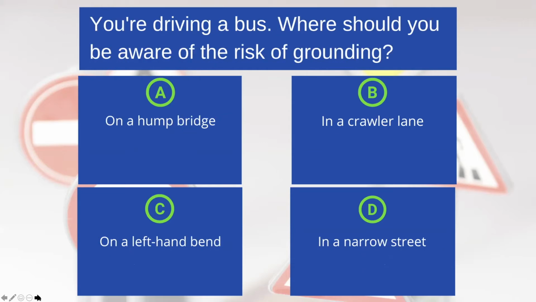You're driving a bus. Where should you be aware of the risk of grounding? So you need to be aware of the risk of grounding, for example, on a humpback bridge. Look ahead for advanced warning signs. If you decide to divert to avoid a hazard, make sure your new route doesn't also have a restriction that would make it harder for your vehicle to pass. So the answer here, where should you be aware of the risk of grounding, would be on a humpback bridge.